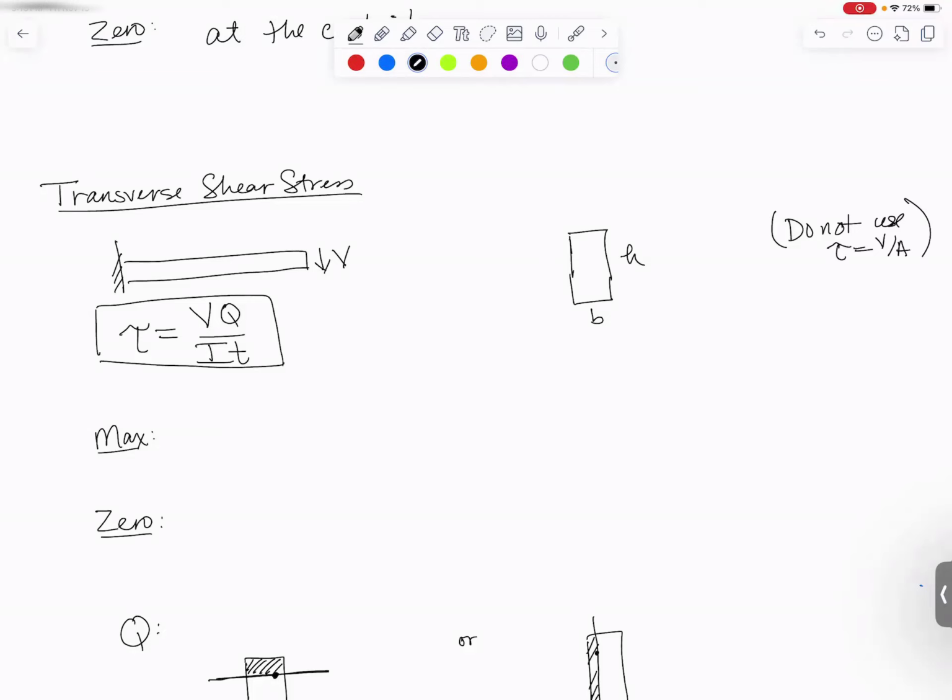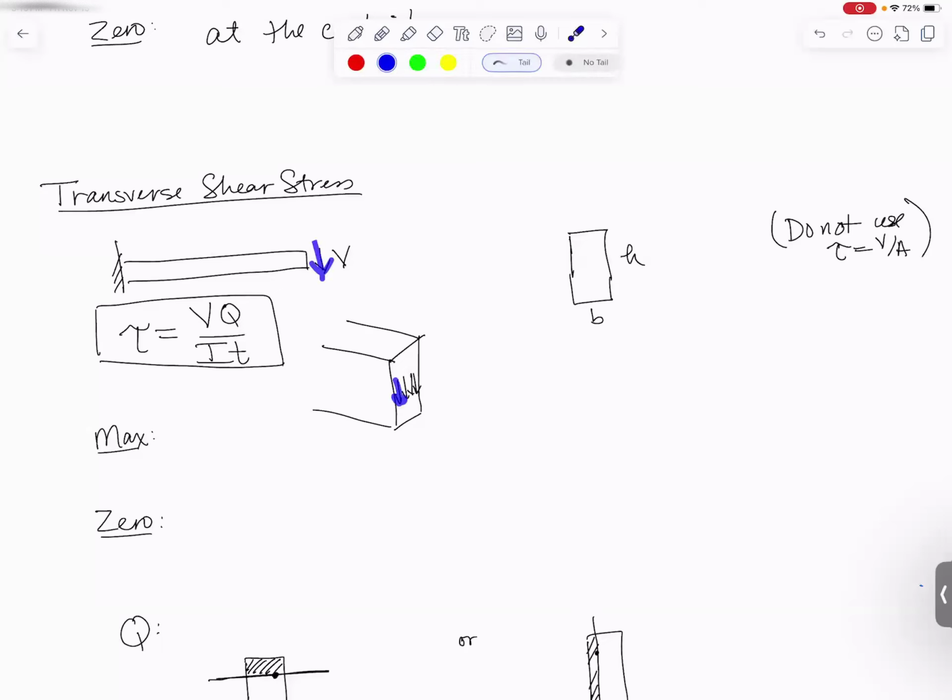So if you have a fairly large cross section, you want to use this more accurate equation, tau equals VQ over I t. Well, how that works is, let me zoom in on my cross section, kind of draw it in 3D. What it turns out is that the shear stress is going to act in the same direction as your applied shear force.